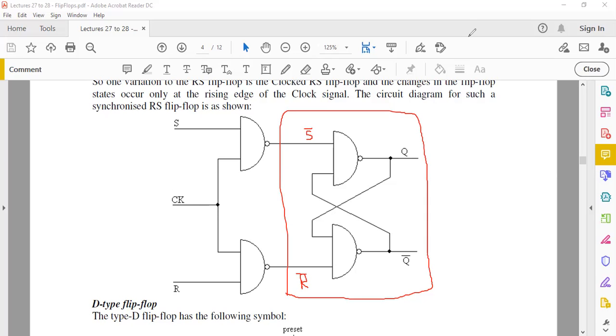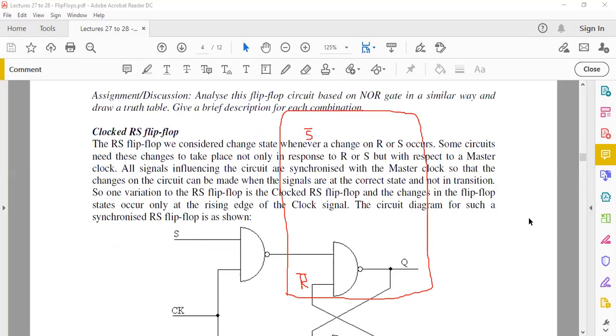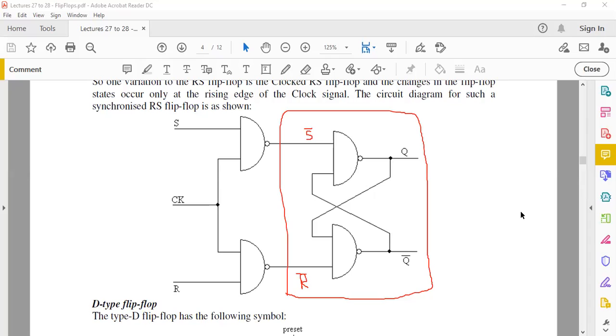Now, what's the purpose of this clock? So it's a clocked RS flip-flop. The purpose of the clock is that whenever you make a change on S or R, the change would not appear at Q unless you have a clock. So everything is synchronized to the clock. Let me just draw a signal for the clock, just to explain to you how this works.